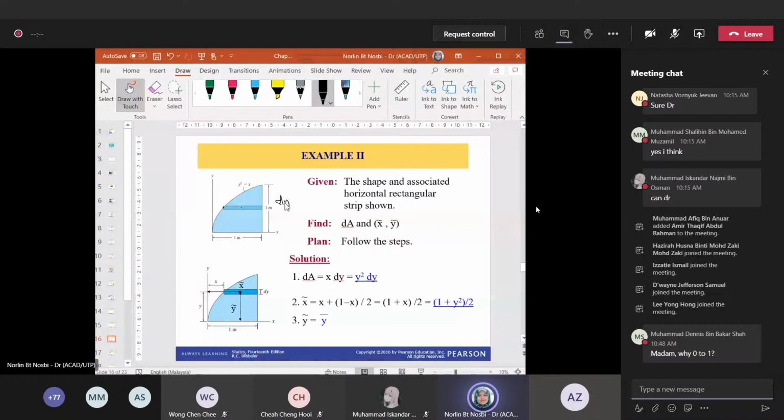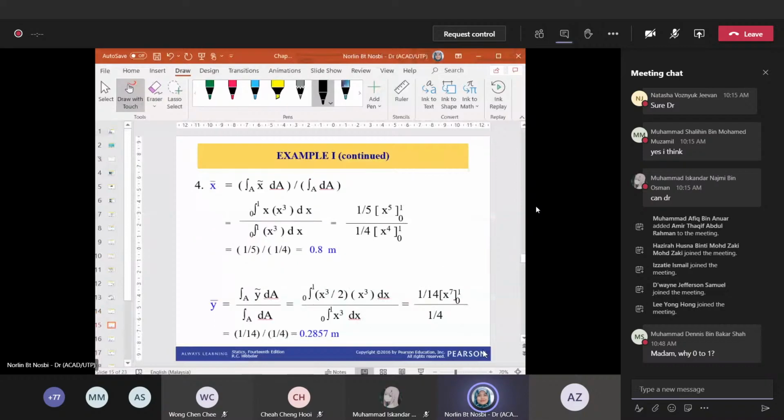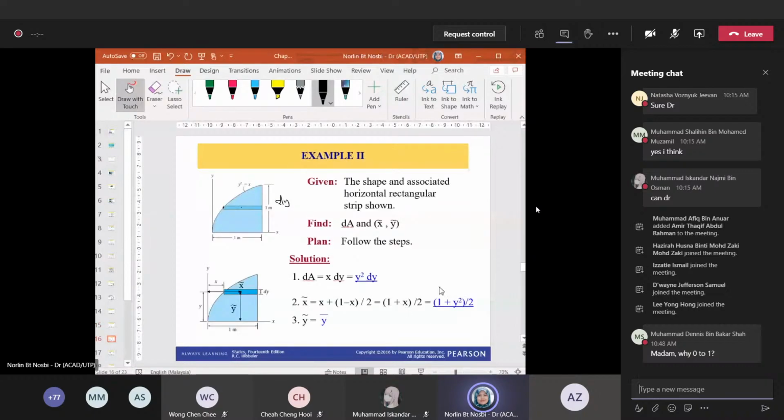So that previous example was based on the element dx, right? So make sure you change it. The integration must be in x. Okay, so for y, make sure you change everything to y. So for x equal to y squared, you replace it: (1 plus y squared) over 2.